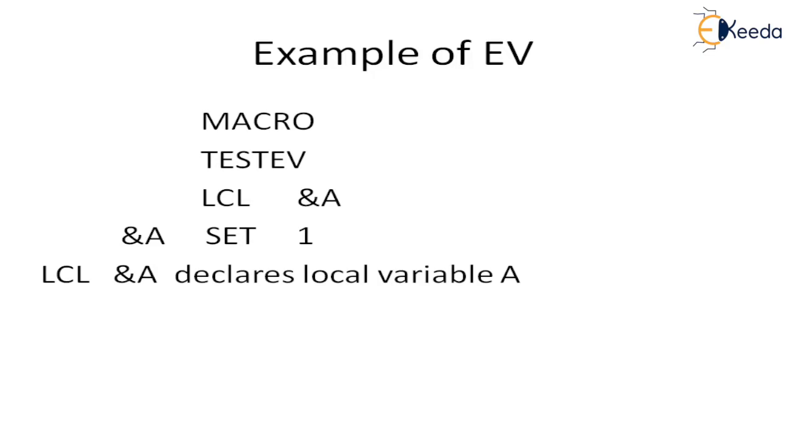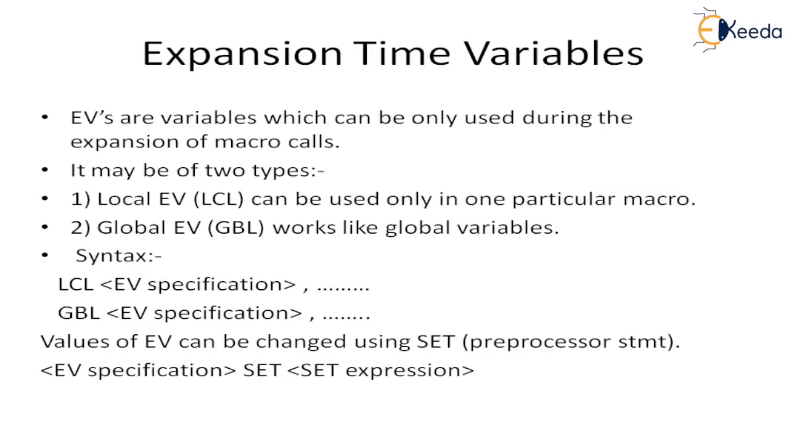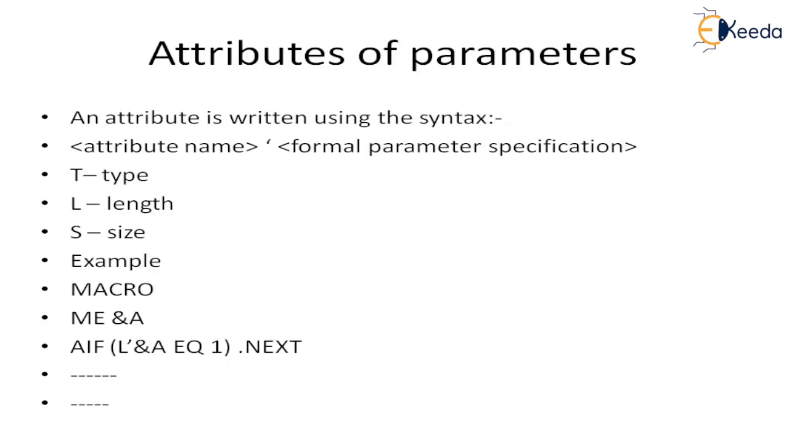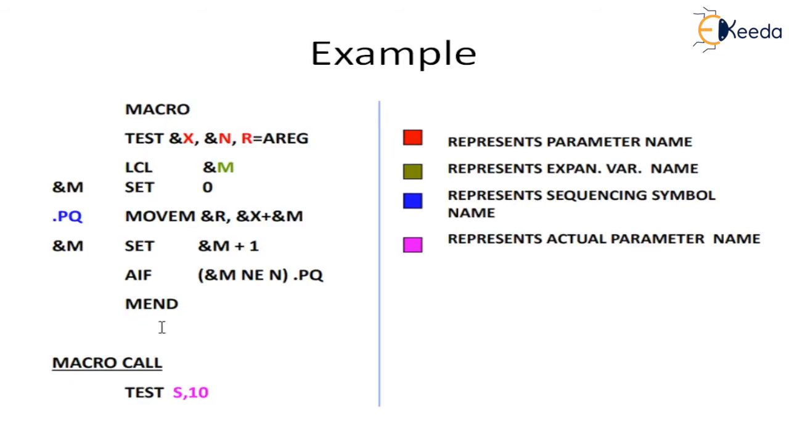So expansion ED is shown in the diagram, where local variables are used, which is used to declare the variable A, as shown in the diagram. After that, attributes of parameter. Which are the different attributes useful for the parameter? Normally, the syntax for representing the attribute is attribute name with a formal parameter specification, where T is the type, L is the length, S is the size, and after using that we can define the mark.